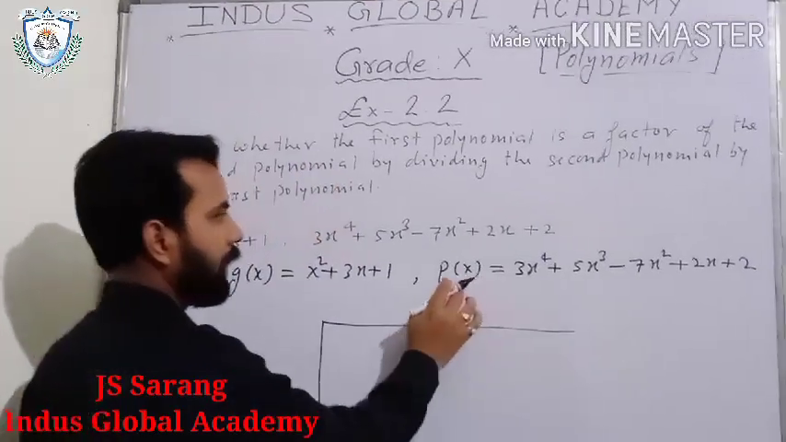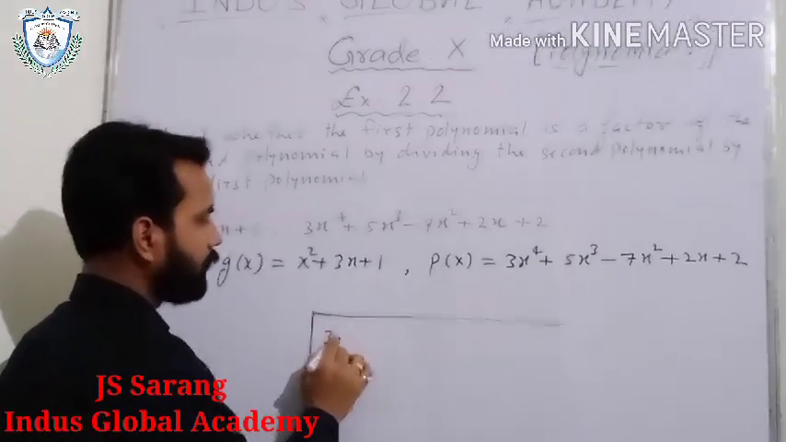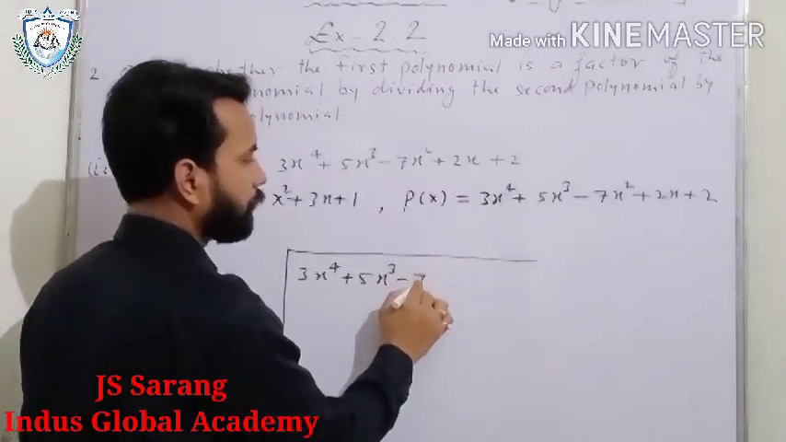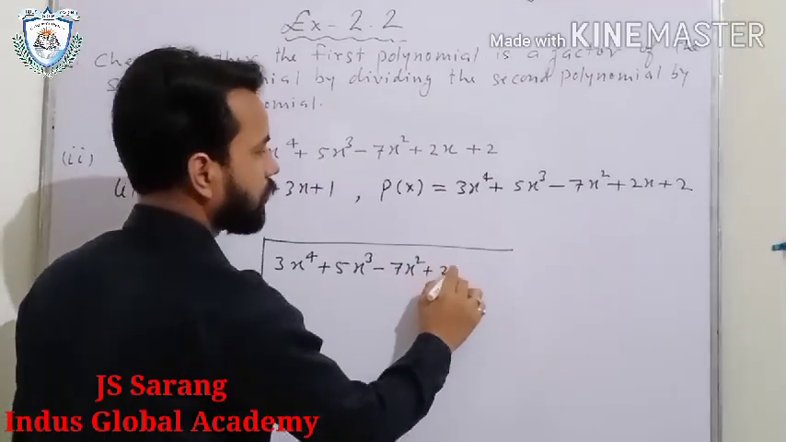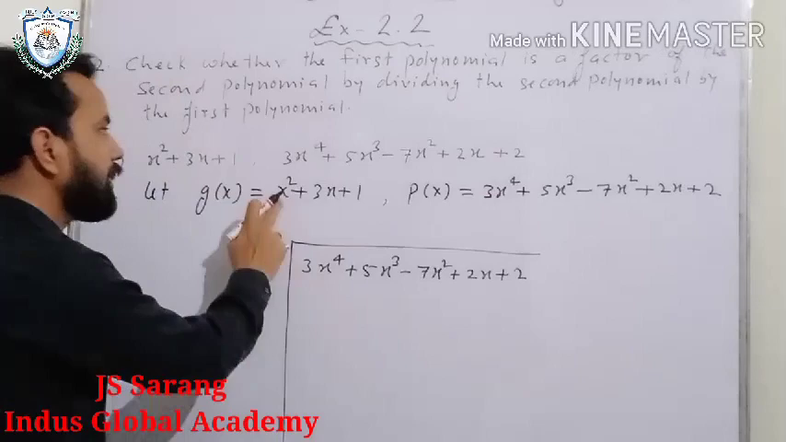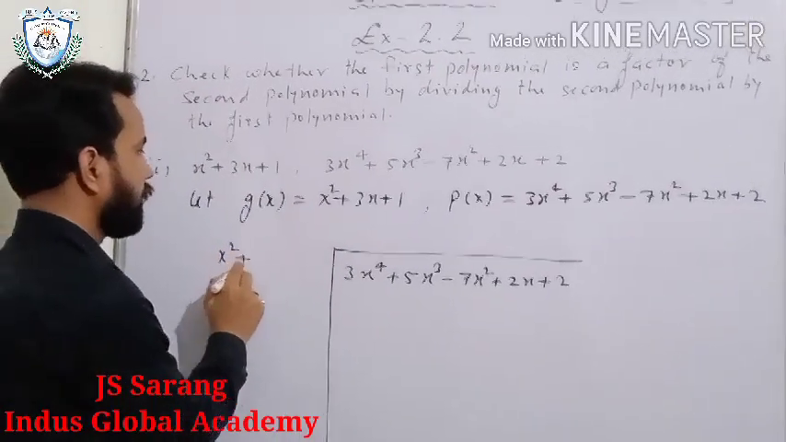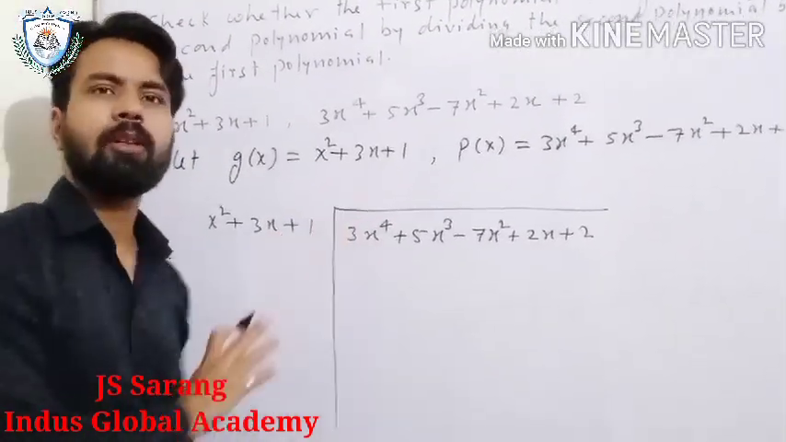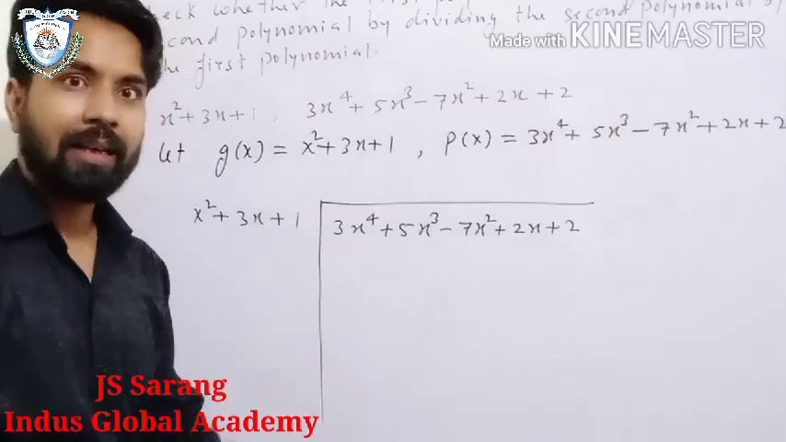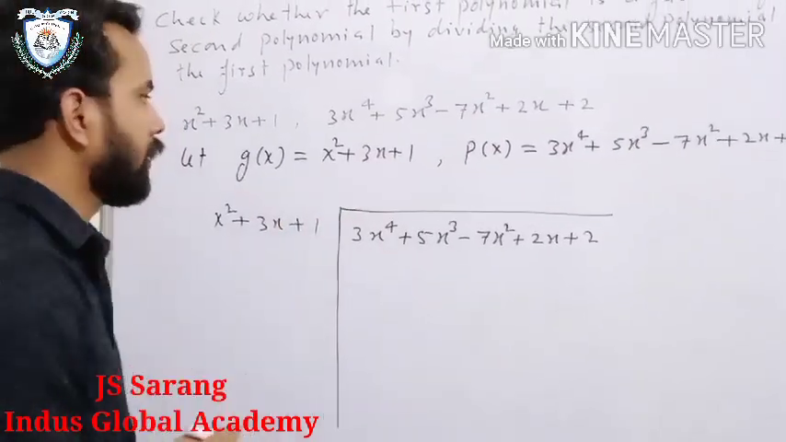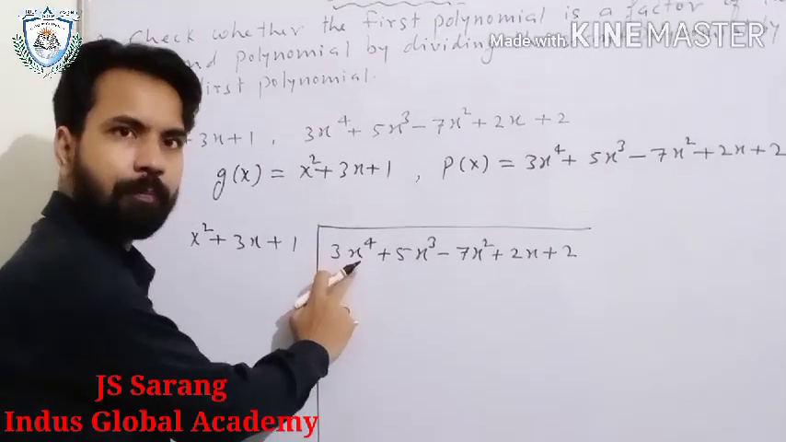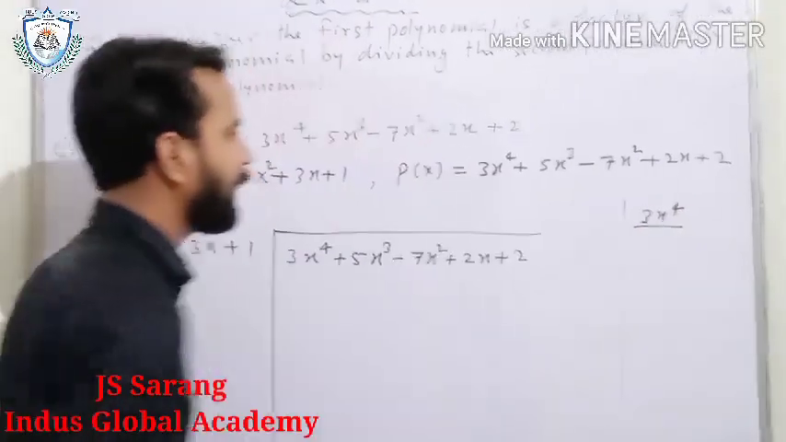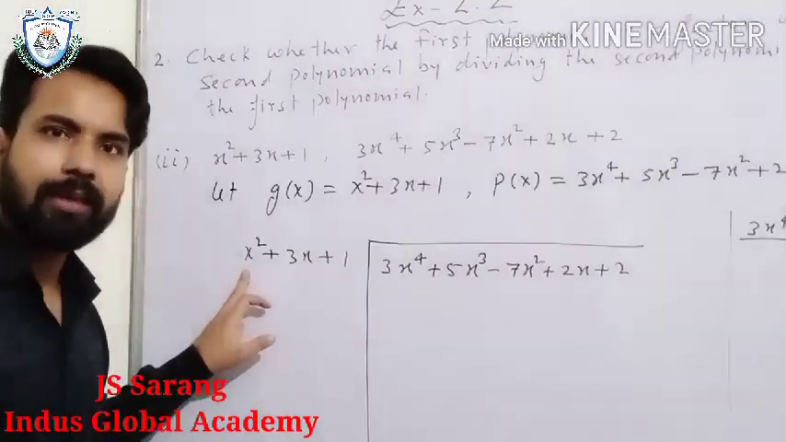So p(x) is the dividend. So we will note here 3x to the power 4 plus 5x to the power 3 minus 7x square plus 2x plus 2. And the divisor is x square plus 3x plus 1. Now we have to find the very first term of the quotient. So we will use the same method as we have already used in the first question. What is the very first term of this polynomial? This is 3x to the power 4. So this 3x to the power 4 will be divided by the very first term of the divisor, that is x square.